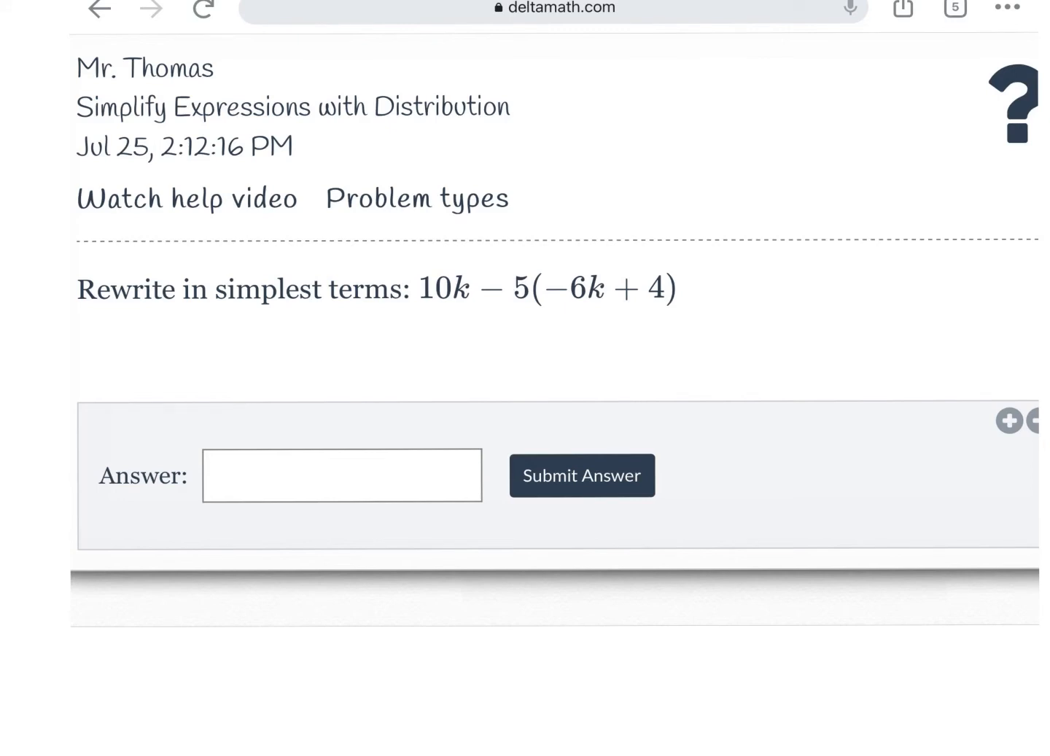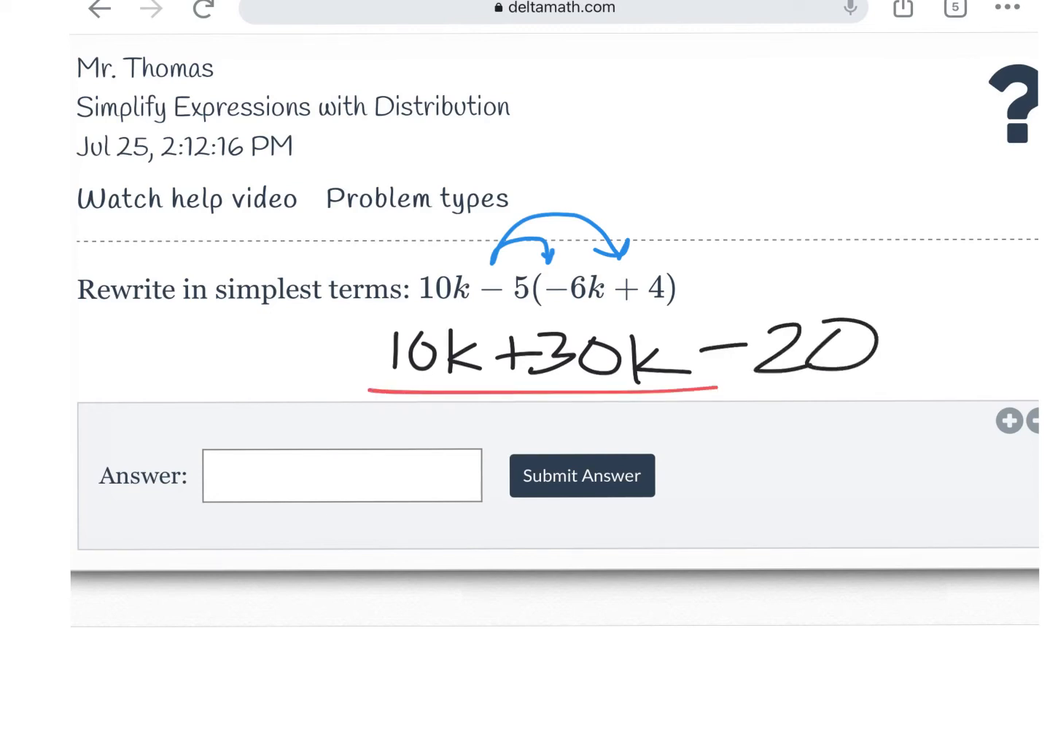Okay, here's our next example, very similar to the previous one. So again, the first thing we're going to do is we're going to do our distributive property. So negative times negative again would become a positive. So I got 10k plus 30k. And then negative times positive becomes a negative 20. Now again, these are my like terms because they're the same variable with the same exponent. We'll talk a little bit more about like terms as we move on. So 10 plus 30 is 40, so again we get 40k. Now again, what we're doing is we're just adding the coefficients here, the 10 and the 30. So 40k minus 20.